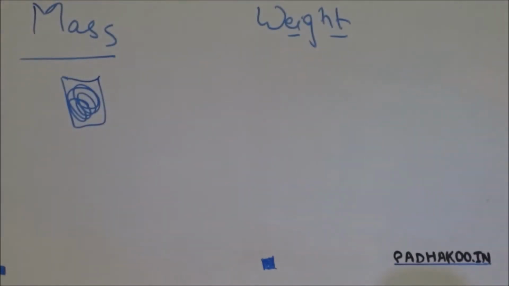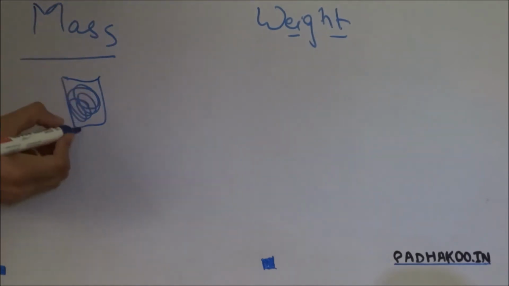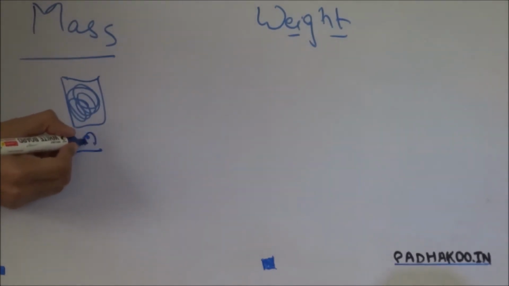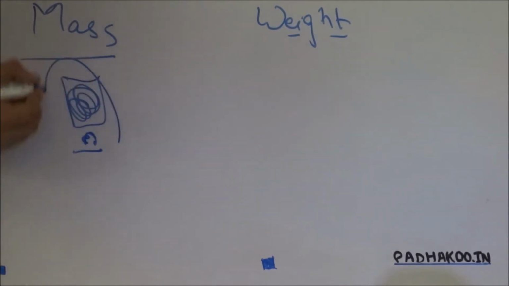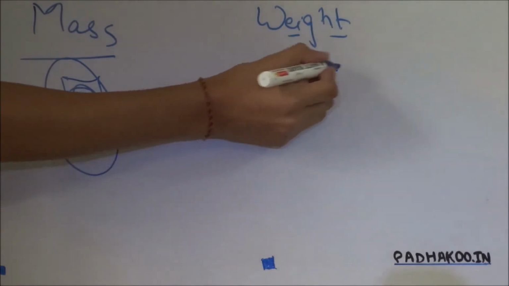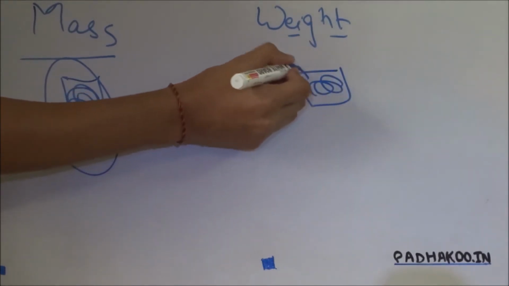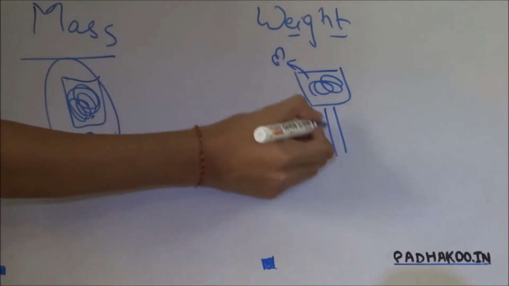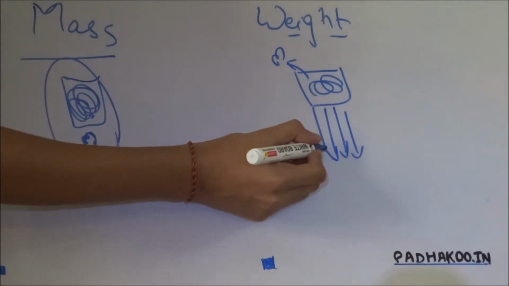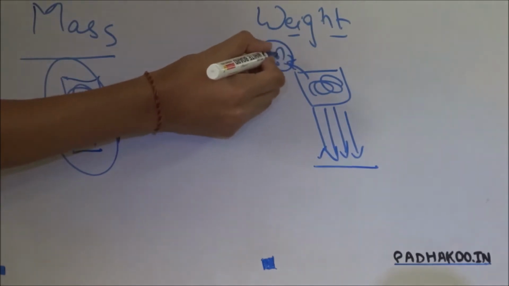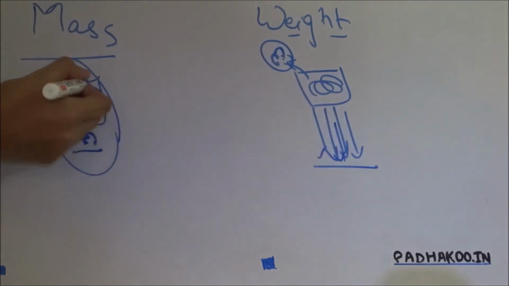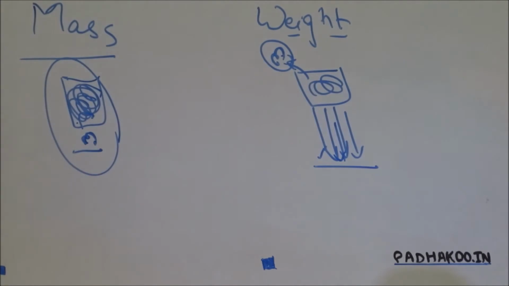How can I define it? The weight of the substance is the force by which the earth attracts the body of mass m. So let's just say the mass is m. It's the amount of substance present inside this body, whereas the weight is the force by which the earth attracts a body of mass m. This is weight and the mass is this. I can define it like this only.